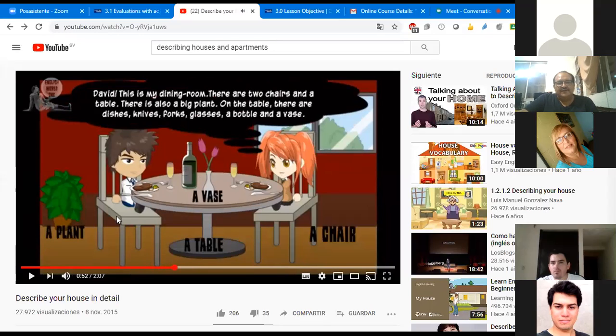Okay, if you see, for example, there are only two chairs, right? You can say that there are too few chairs, right? Because if she has more people invited, then there are only two chairs. So there are too few. Probably the table is not big enough. It's not large enough. Okay. And then, well, the vase is where you put the flowers, looks good.